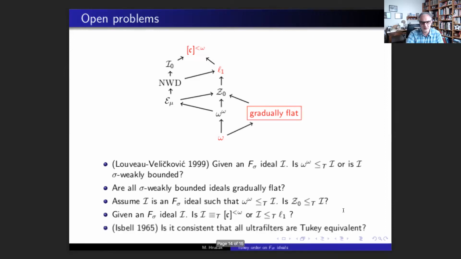And finally, I want to repeat the question from Isabel's first or second paper on Tukey order, which concerns ultrafilters. It is still unknown whether it's possible that all ultrafilters are Tukey equivalent. And there are more experts on this in the audience. So if somebody wants to know about that, ask Natasha, for instance.